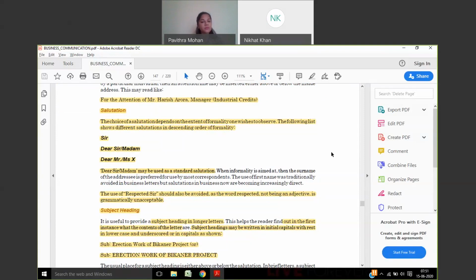Here the choice of a salutation depends on the extent of formality one wishes to observe. The following list shows different salutations in descending order of formality. So the first one will be sir. You can just start it with sir, or you can start it with dear sir or dear madam, or you can write it as dear Mr. Harish Arora or something, whatever you want to write. This is like least priority. This is like average priority. This is like highest priority.